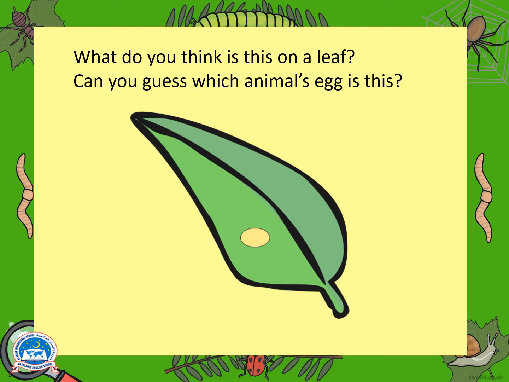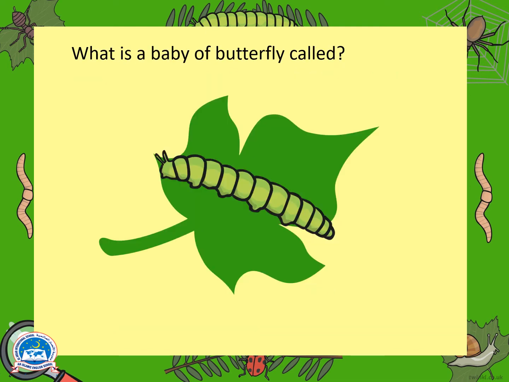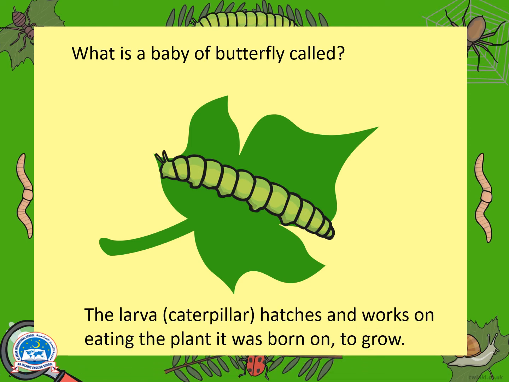What do you think? Is this on a leaf? Can you guess which animal's egg is this? Yes, it is a butterfly's egg. A butterfly's eggs are really super tiny. They lay their eggs on the leaf. What is the baby of a butterfly called? This is what comes out of the egg. This is the baby of the butterfly. Yes, you're right. It is a caterpillar. A caterpillar comes out of the egg and it starts eating on the leaf on which it grows.